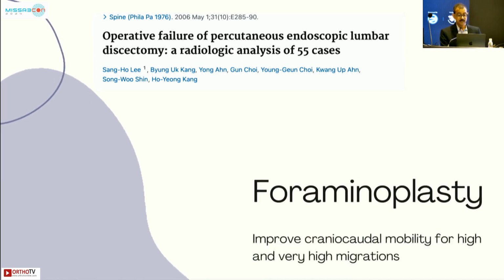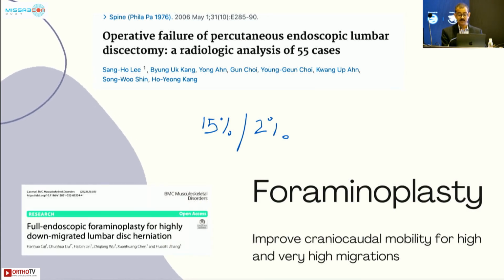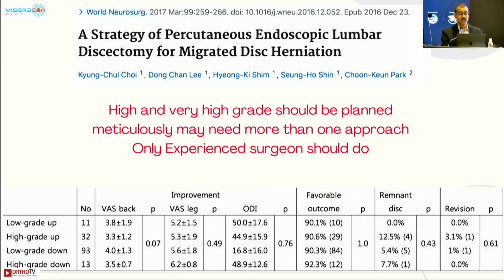In the literature, the operative failure for high migrations has been 15% as compared to 2% for the low migrations. And the foraminoplasty technique improves the craniocaudal mobility to improve the access to these migrated herniations. In this paper by Choi, they found a favorable outcome in more than 90% of cases. However, in high grade up migration, having a remnant fragment or revision surgeries are higher. So it is important to plan these high migrations meticulously, and we may sometimes need more than one approach, and it should be done by experienced surgeons only.